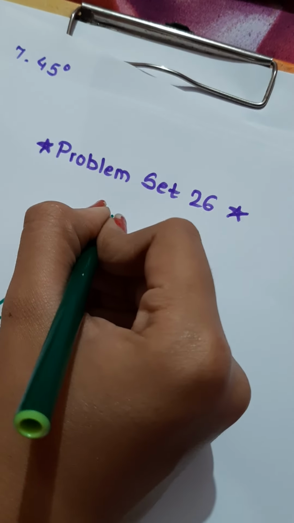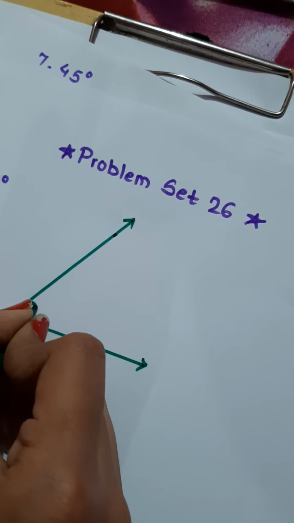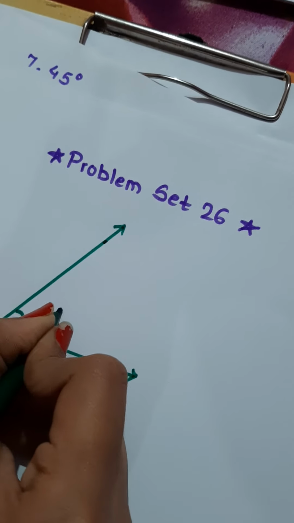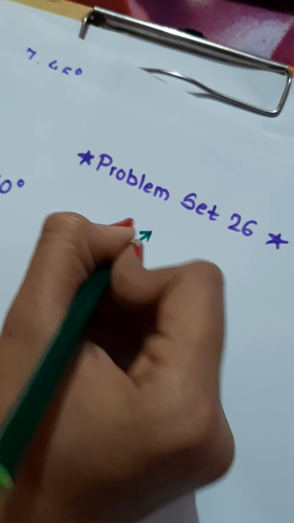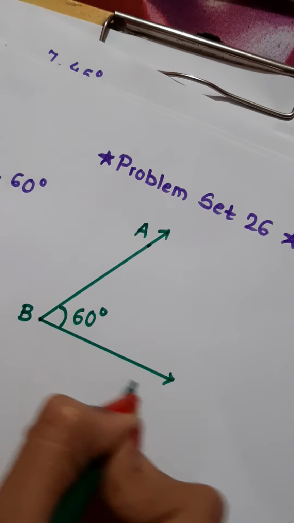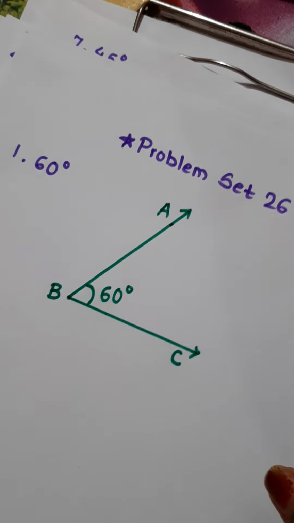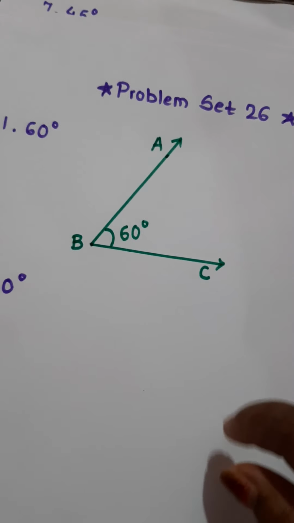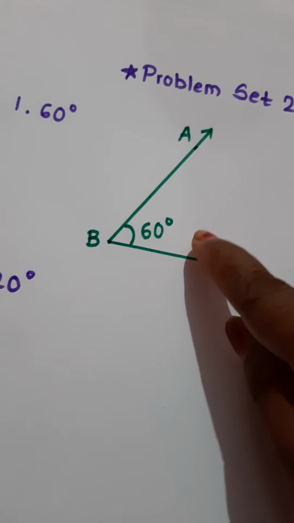60 degree. Give the name, for example, angle ABC. You can give the name with your mind also. The first angle is angle ABC and its measurement is 60 degree.